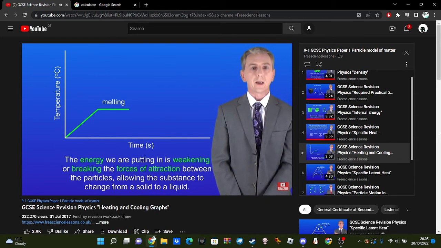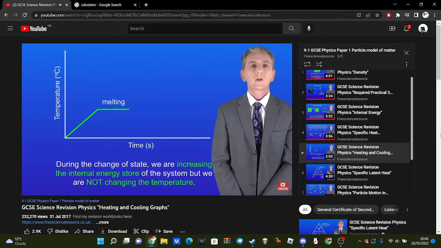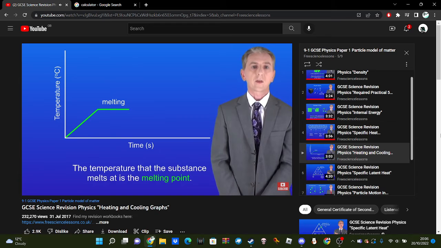Now, the energy we're putting in is weakening or breaking the forces of attraction between the particles. That's allowing the substance to change state from a solid to a liquid. Scientists call the energy needed for a substance to change state the latent heat. And we're going to look at latent heat in a later video. So during the change of state, we're increasing the internal energy store of the system, but we're not changing the temperature. Now, the temperature that the substance melts at is the melting point, and we can find that by reading it off the graph like this.